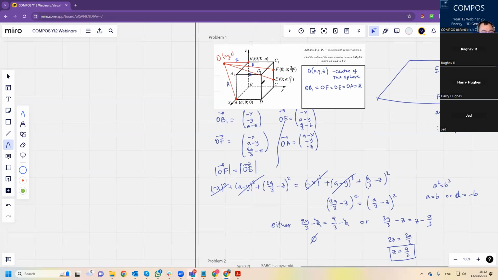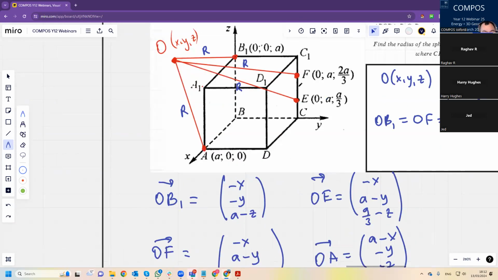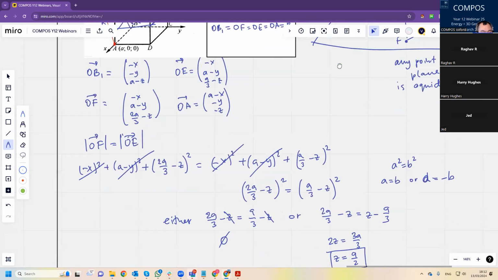Which was very easy to predict, right? Because if you are equidistant from points E and F, you're somewhere in the plane connecting the midpoints of these. You don't have to be inside, but you're certainly in that plane. Okay, so we found z.